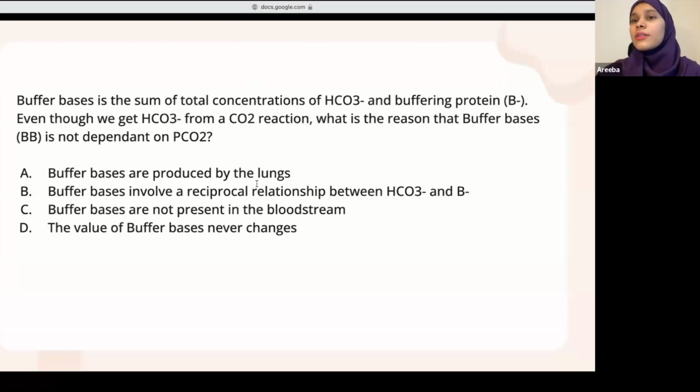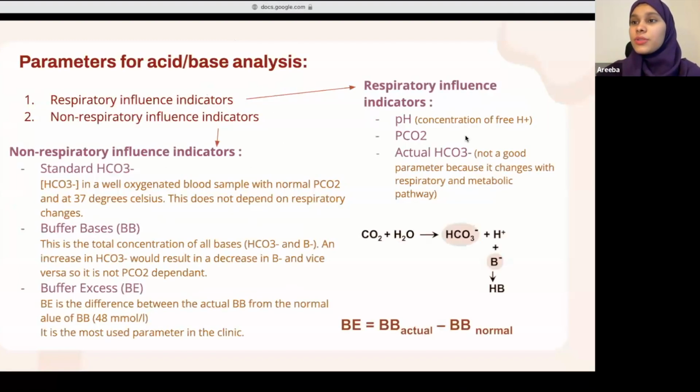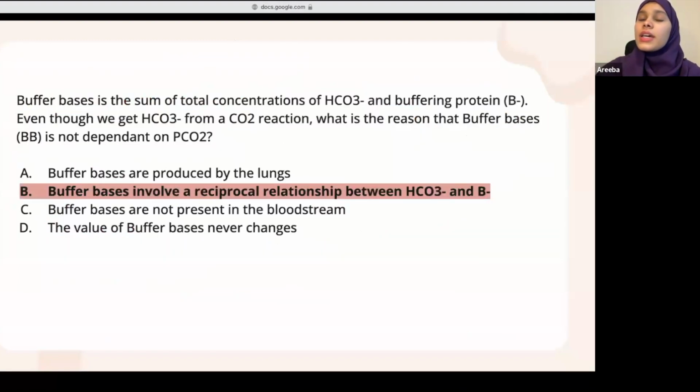Okay, B. Any other answers? Any guesses? Okay, so it is B. It does involve a reciprocal relationship between bicarb and B minus.